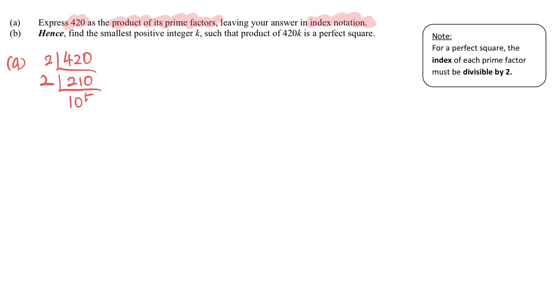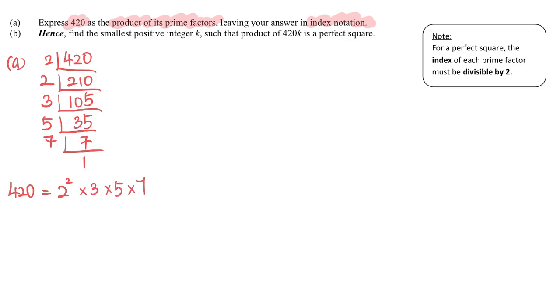They give me 105, and I realize I cannot divide by 2, but I can divide by 3. That gives me 35. Divide by 5, that gives me 7, and divide by 7. And therefore, 420 is equal to 2 squared times 3 times 5 times 7. Done.